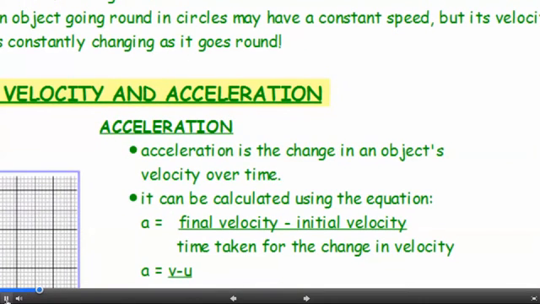Now, acceleration. This is the change in an object's velocity over time. And you can calculate it using this equation. A, for acceleration, is final velocity minus initial velocity divided by the time taken for the change in velocity. So a equals v minus u, final velocity minus initial velocity, divided by time. Now, just remember, time's going to be in seconds.